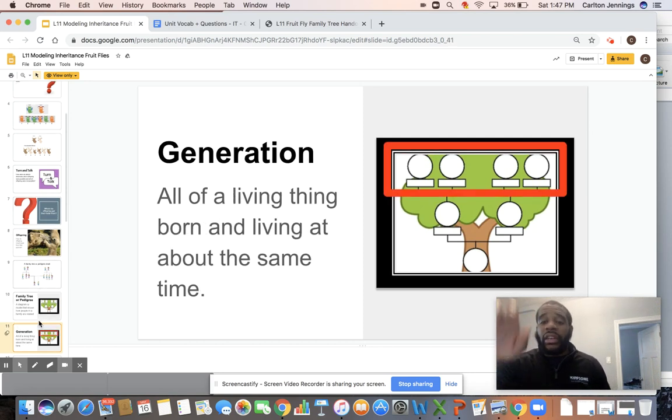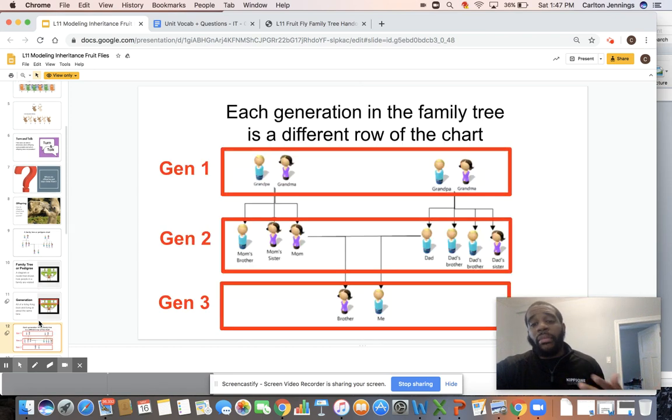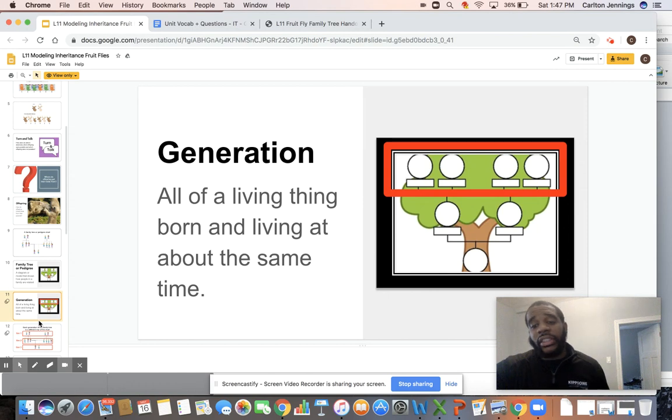Generation. We have different generations. Your grandmother and grandfather are the first generation, and your mom and dad are the second generation. You're the third generation, and then it goes from there. Your kids will be the fourth generation, and so on and so forth, where there are different generations of your family.